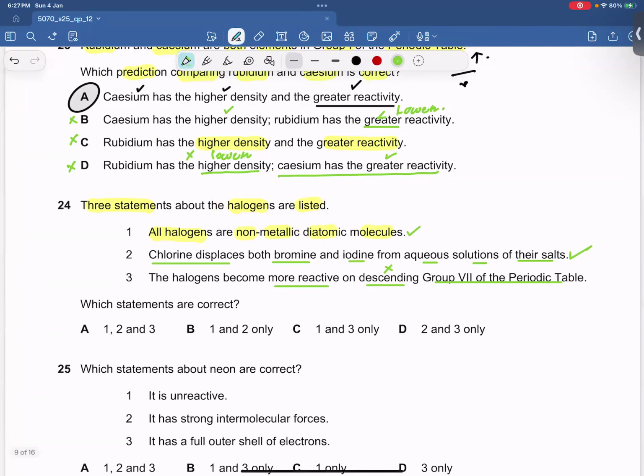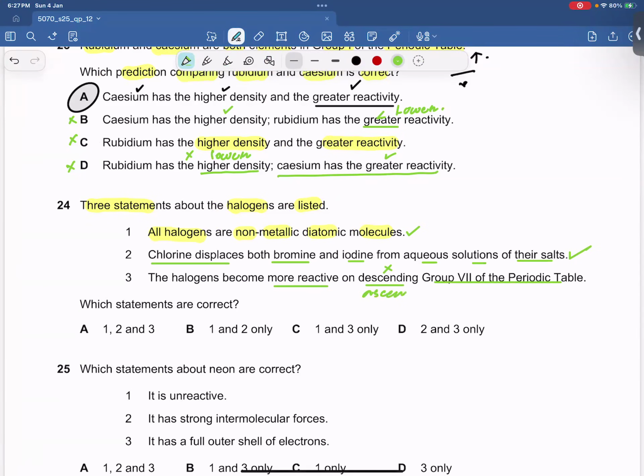Down the group, reactivity of halogens decreases. But from bottom to top, that is in ascending order, the reactivity increases. So the third statement is incorrect. 1 and 2 are correct. And since statements 1 and 2 are correct, B is going to be the correct answer.